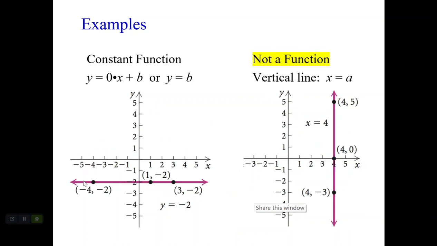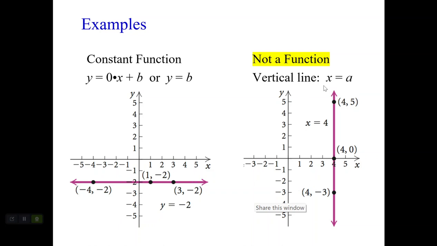And then this one is called a constant function. The constant here because look at the y, regardless of the x value, y is always equal to -2. So this is a constant, that's a horizontal line. The constant function is still a function because it does pass the vertical line test, okay?